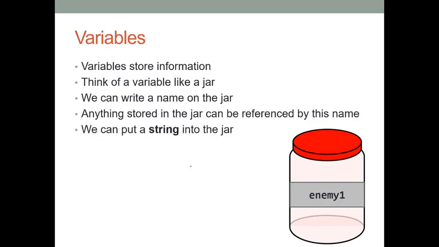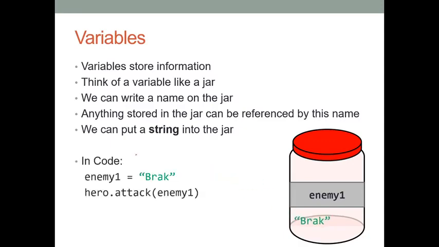Anything stored in the jar can be referenced by this name. So you can put a string in the jar. In Code Combat, I believe the game tells you this before, but a string is just words. So anything that was in green brackets. So that would be enemies' names, for example. I think the first enemy has the weird name of Brack. You can put Brack in the jar, and what will happen is, if you write hero.attack(enemy1), it will look up who enemy1 is, and it will find Brack, and it will attack Brack.